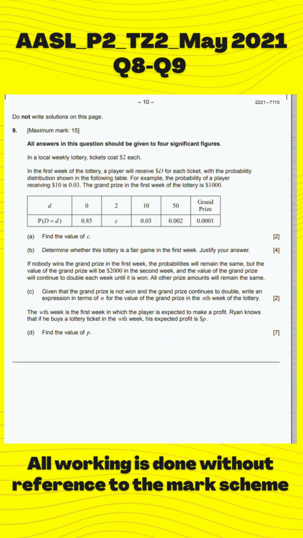Question 9. A, find C. We know that the total probability will be 1. So to find C, we take 1 minus these numbers. So C is 0.1179.